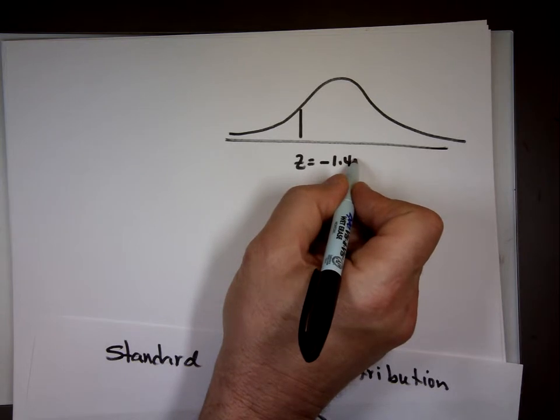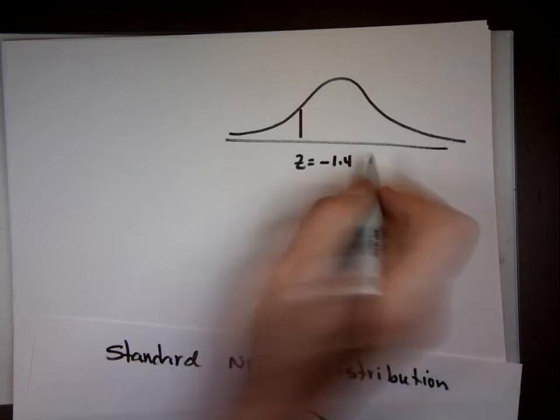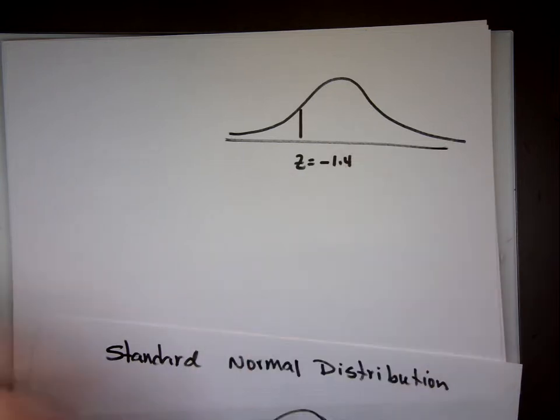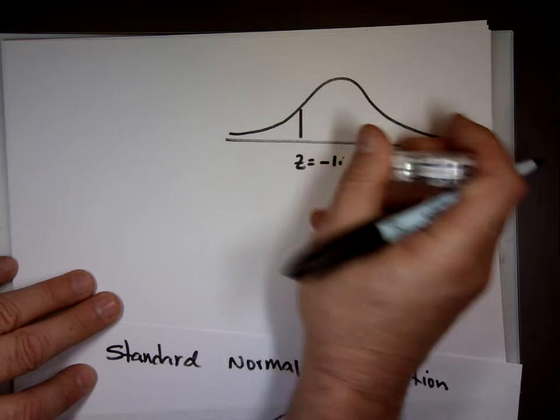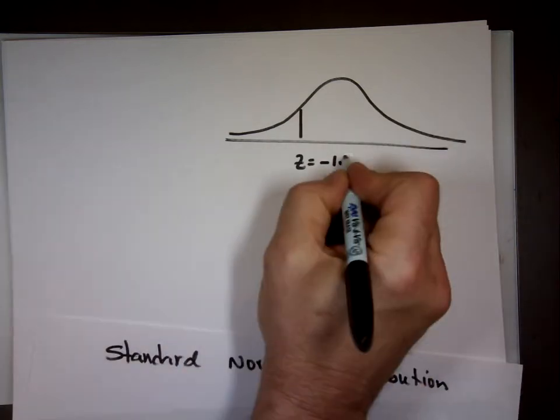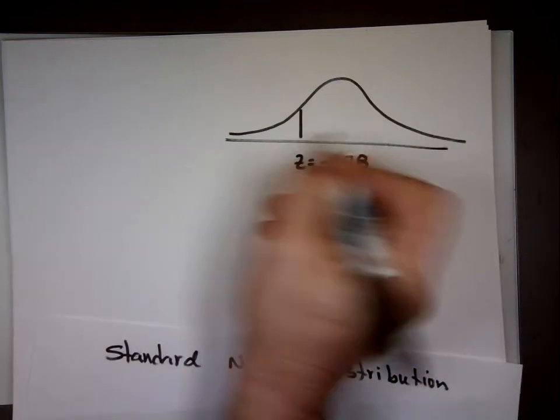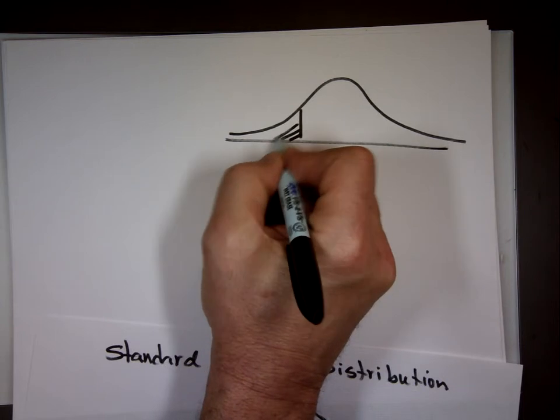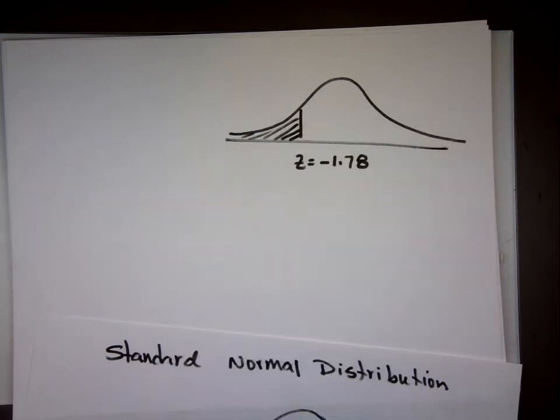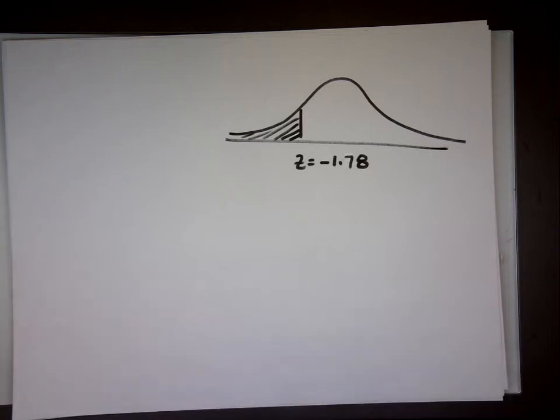How about 1.78? The picture I have on the screen, I don't have a 4.2 on it, so I'll go with 7.8. I want to find the area to the left. How do we figure out that area there? So we're going to learn how to read that bell shape.